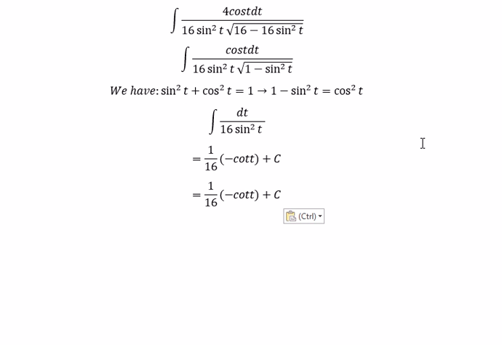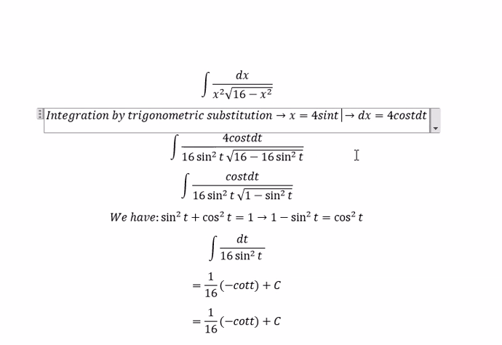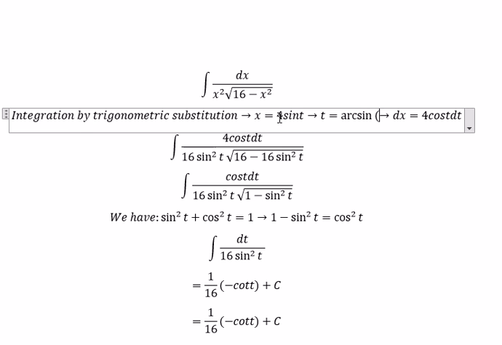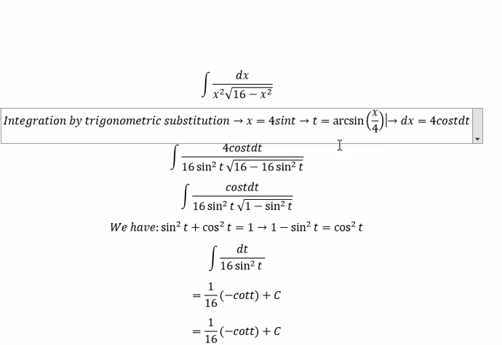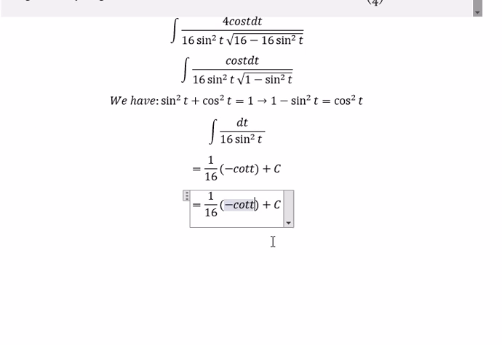About t, we need to change back for x. So that should be t equal to arcsine of x over 4, because we have divided by 4. We put this one in here. And this is the final answer.